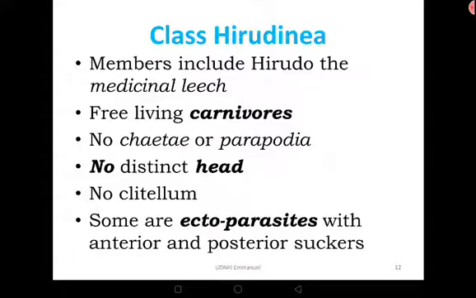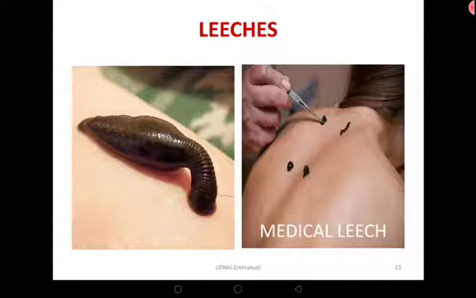And some of them are ectoparasites, like we said before, with the anterior and posterior suckers. A leech can suck from both the front part and from the back, from the anterior and posterior parts of the body. So you can see there the medicinal leech being employed to suck blood from the patient so as to relieve her either from pain or accumulating waste blood in her body. So it can be used for that purpose, and they are usually cultured or bred in large numbers for medicinal purposes.